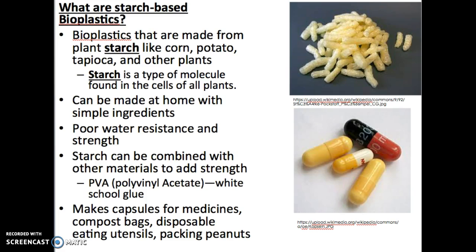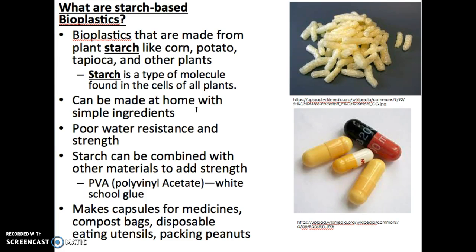So now let's talk about some different types of bioplastics. The first one I'm going to talk about is called starch-based bioplastic. And this is the type of bioplastic that we're going to be making in our classroom. So starch-based bioplastics are made from direct plant starch. And starch is a type of molecule found in the cells of all plants. And so we take starch from different plants like corn or potato, tapioca, and other plants, and you can combine them with other simple molecules like acetic acid and glycerin to make different types of bioplastic. And again, we can make this really simply with simple ingredients, and we'll do some of these in our classroom.